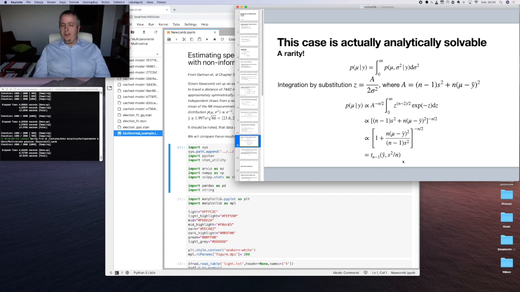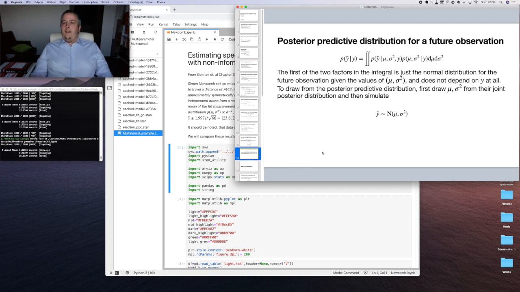But again, we can get our results, so our marginal distribution of mu is a Student's t distribution conditional only on sufficient statistics of the data. And because of that, we can perform one more thing. We can perform a posterior predictive distribution for a future observation, so we can estimate our future observation.